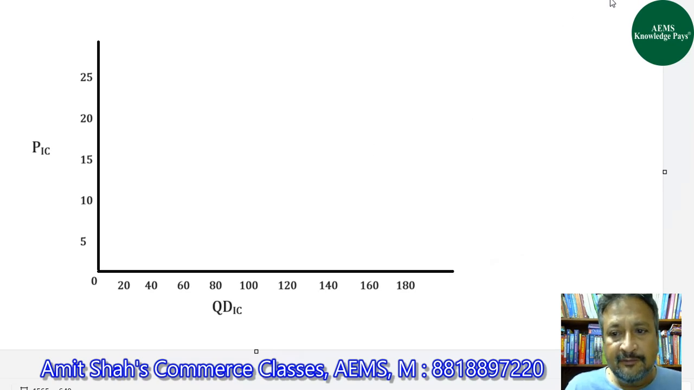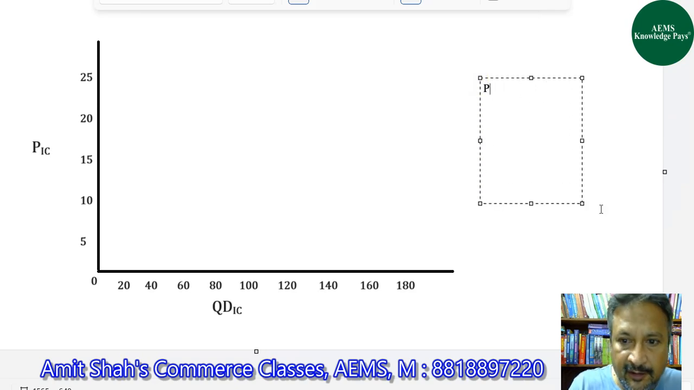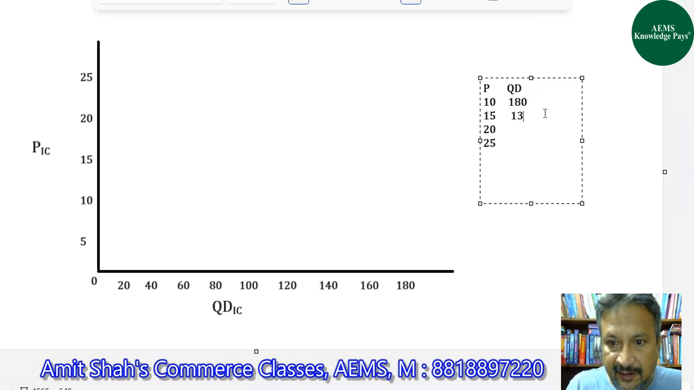Now I will plot the data. So I'm making the schedule here as well. Price and quantity demanded. 10, 15, 20, 25. Here 180, 130, 100, 70.